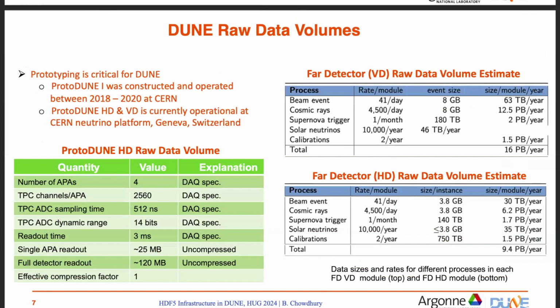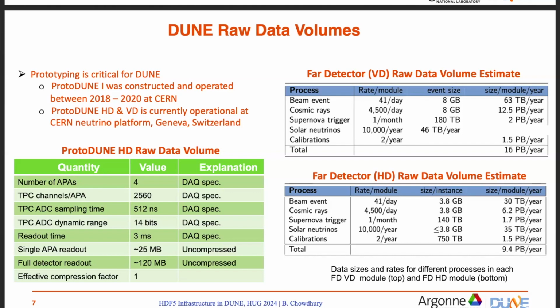Okay, so this is our DUNE raw data volume. As I mentioned, we are currently taking data for ProtoDUNE HD, and we are reading only 4 APAs here. The detector readout time is 3 milliseconds. This is also what we call one event or one trigger record. Now, the uncompressed raw data for an entire event is 120 megabytes in size for ProtoDUNE HD. We've been taking data for probably the last 5 weeks, so by this time, we have gathered, I think, 1 petabyte of raw data.